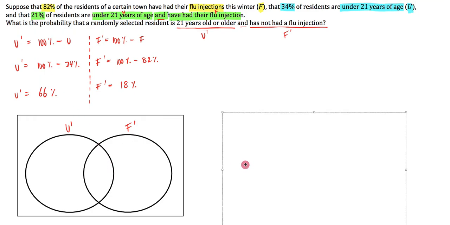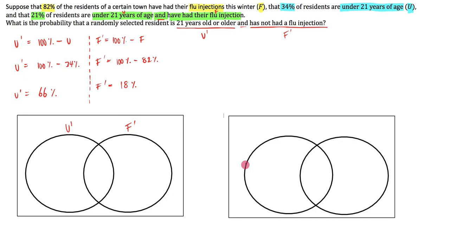So let's actually draw another Venn diagram. So here's another Venn diagram, and let's make this U and F. And we know that 21% is going to go right here. So 21% are under 21 and have had their flu injection, which really tells you that people under 21 are very irresponsible, that only 21% have had it. But nevertheless, let's continue.